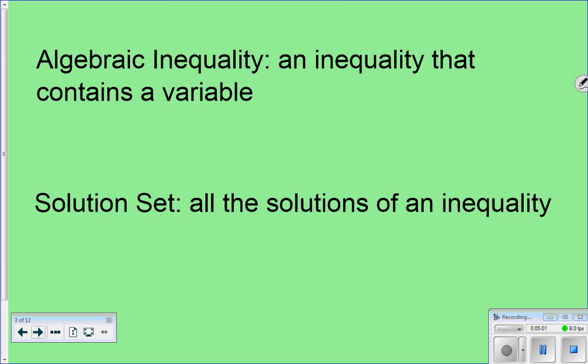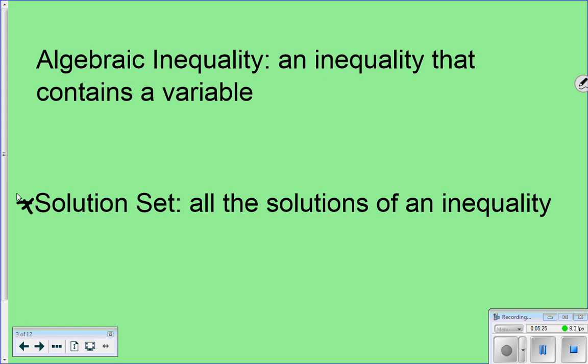Okay, so two other vocab words you have to know today. You really need to know this one because we're going to use that one a lot today. Algebraic inequality is everything we're going to do today. All of our inequalities are going to contain a variable. And anytime you have a variable, you're using algebra, so that's why it's called an algebraic inequality. So an inequality that always has a variable, and everything today you do is most likely going to have a variable.